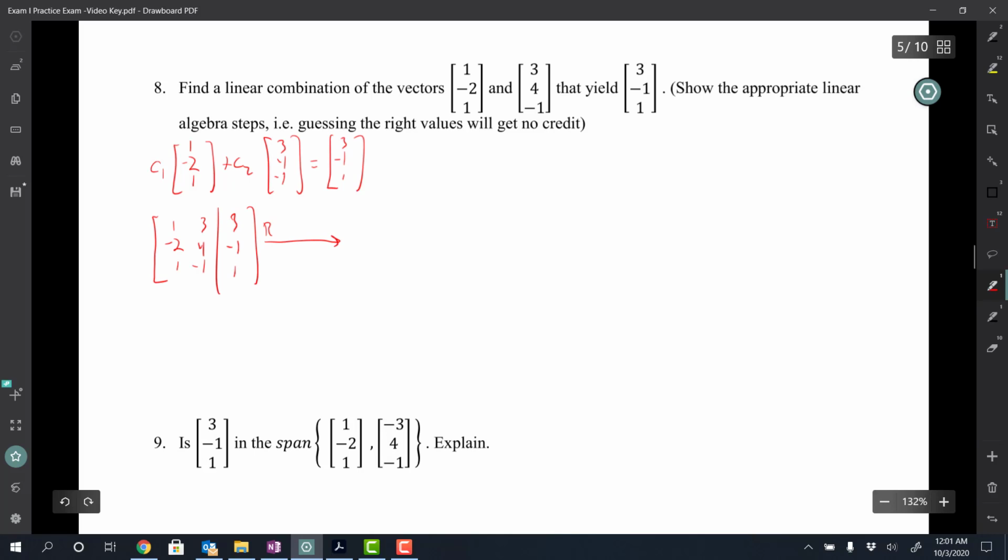All right, so I'm going to take row 2 plus 2 times row 1. My row 1 will stay the same. Row 2 becomes 0, and then 4 plus 6 is 10, and -1 plus 6 is 5. I'm going to do another row operation. I'm going to take row 3 minus row 1. 1 minus 1 is 0. -1 minus 3 is -4. And 1 minus 3 is going to be -2.